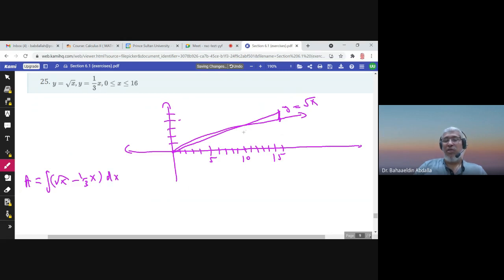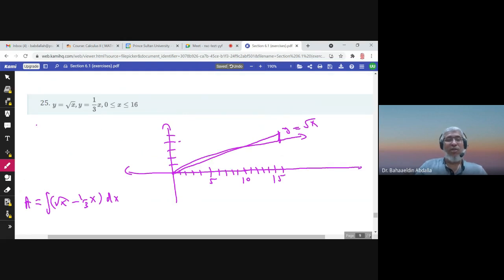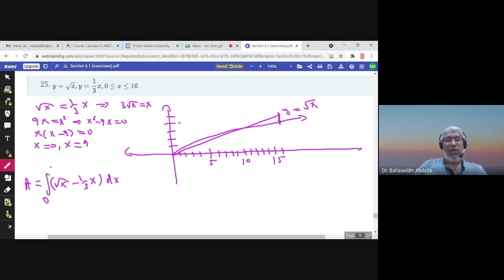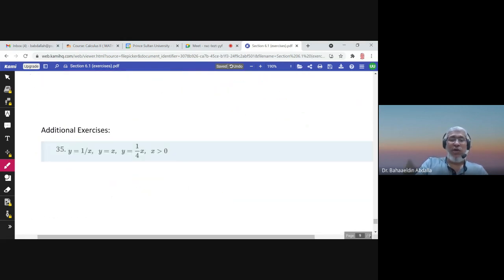But we need to know what is this x, this intersection point. So let us find the intersection point between these two. If I multiply by 3, 3 square root of x would be x. If I square now, 9x would be x squared. Then x squared minus 9x is 0, so x times x minus 9 is 0. So x equals 0 and x equals 9. So actually at 9 they intersect. So from 0 to 9, plus from 9 to 16. Now from 9 to 16, the line is actually above the square root function. So these two integrals will give you the two areas.